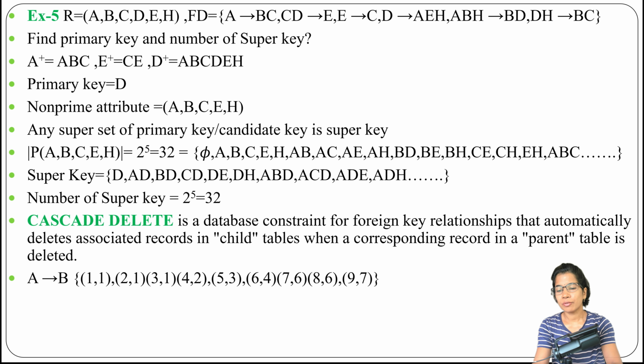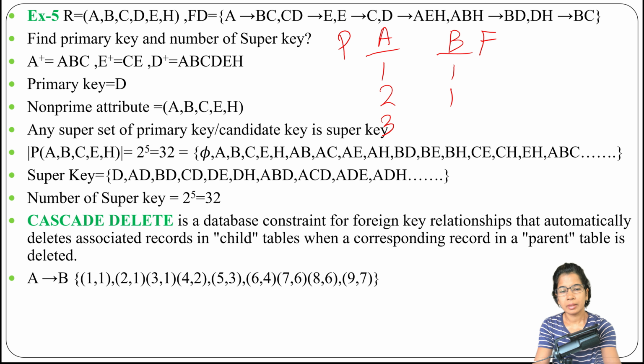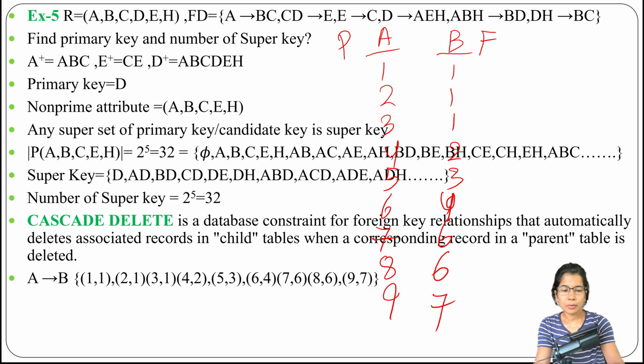Here B is the foreign key, A is the primary key, B is dependent on A. And we have some values like 1, 1 for A and B. This is our primary key, this is our foreign key. Then 2, 1, 3, 1, 4, 2, 5, 3, 6, 4, 7, 6, 8, 6, 9, 7. Now suppose we will delete 4, 2. Okay? 2 from B, 4 from A.